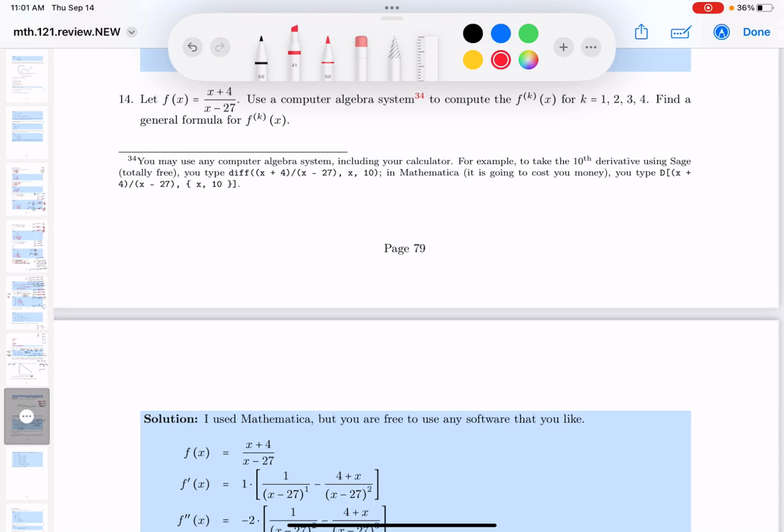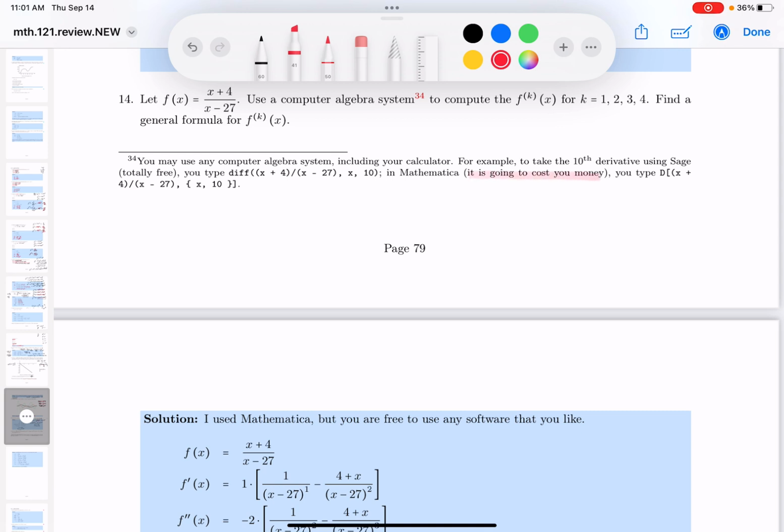Okay, this one says you're given a function, it's a rational function, but it goes on to say use a computer algebra system. If you want to read the footnote to you, it says you may use any computer algebra system, including your calculator. For example, to take the 10th derivative using Sage, a totally free application that's on the web, you type differentiate, blah, blah, blah, and then that 10 means the 10th derivative.